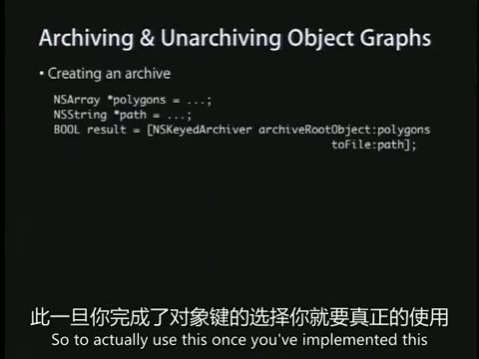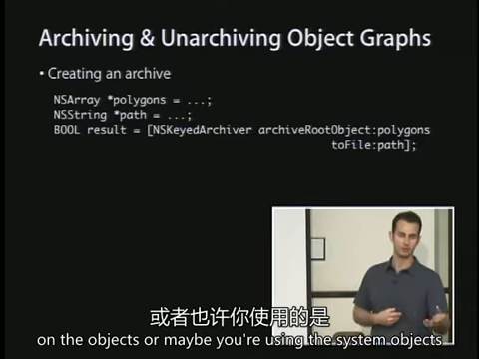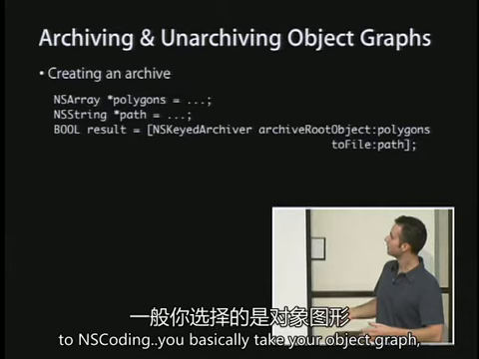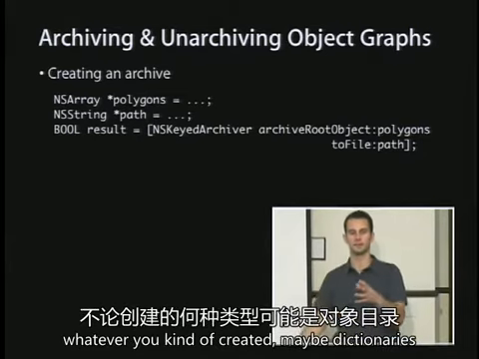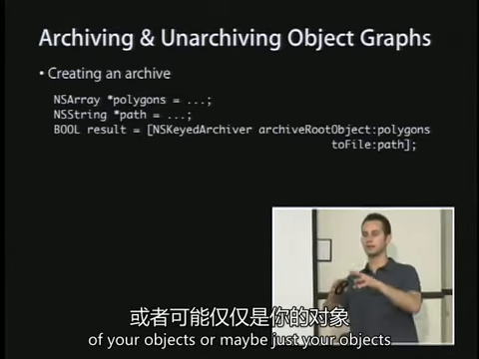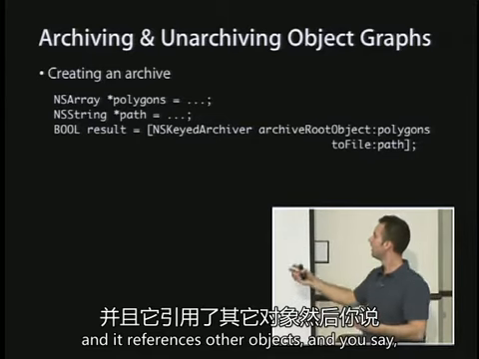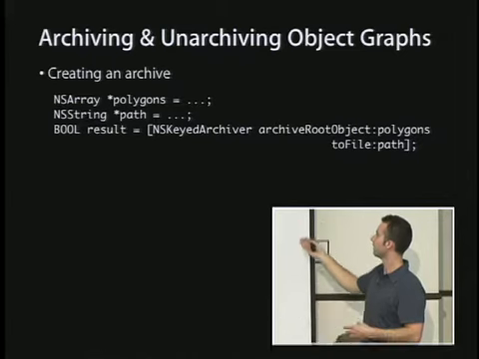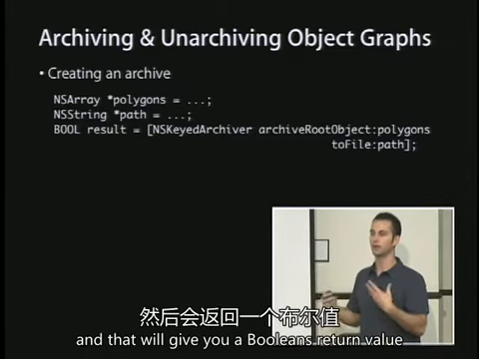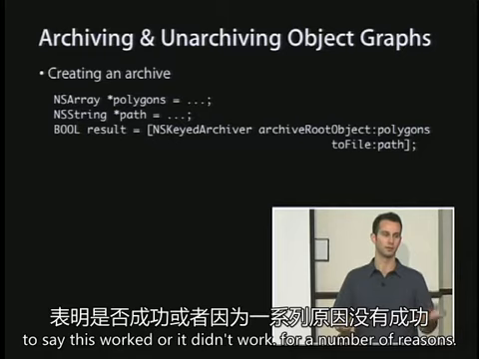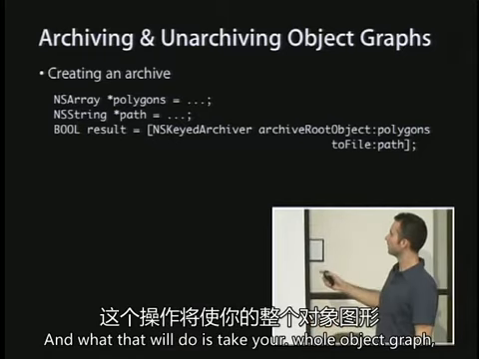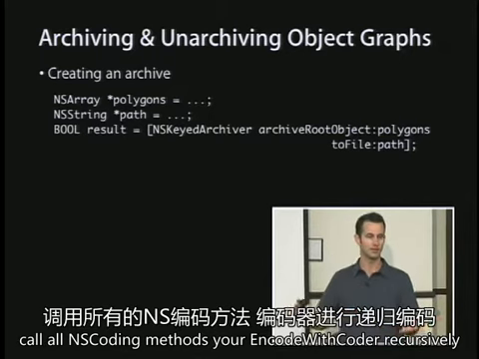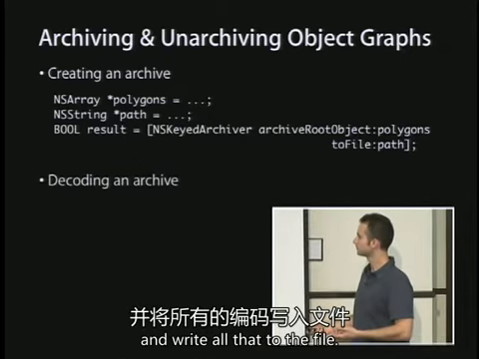So to actually use this, once you've implemented this on the objects, or maybe you're using the system objects that already conform to NSCoding, you basically take your object graph, whatever you've created, maybe dictionaries of your objects, or maybe just your object and it references other objects, and you say NSKeyedArchiver archiveRootObject toFile. And that will give you a Boolean return value to say this worked or it didn't work for a number of reasons. And what that will do is take your whole object graph, call all the NSCoding methods, your encodeWithCoder recursively, and write all that to the file.